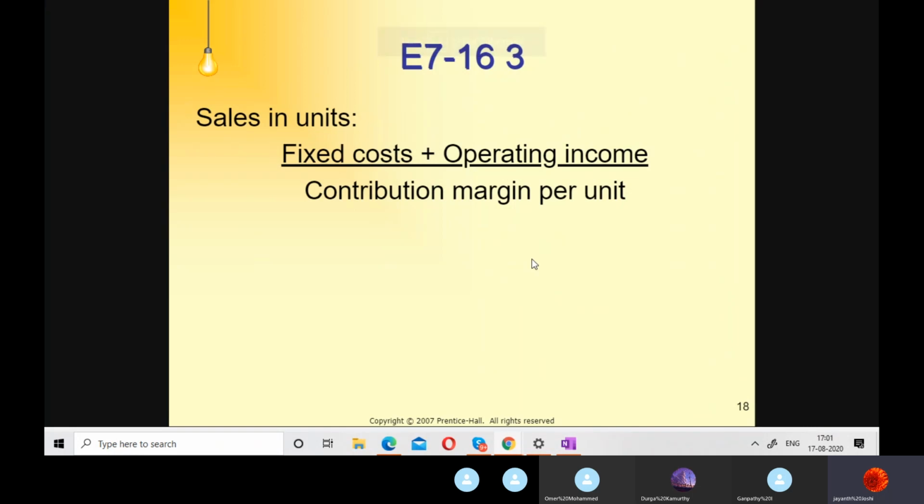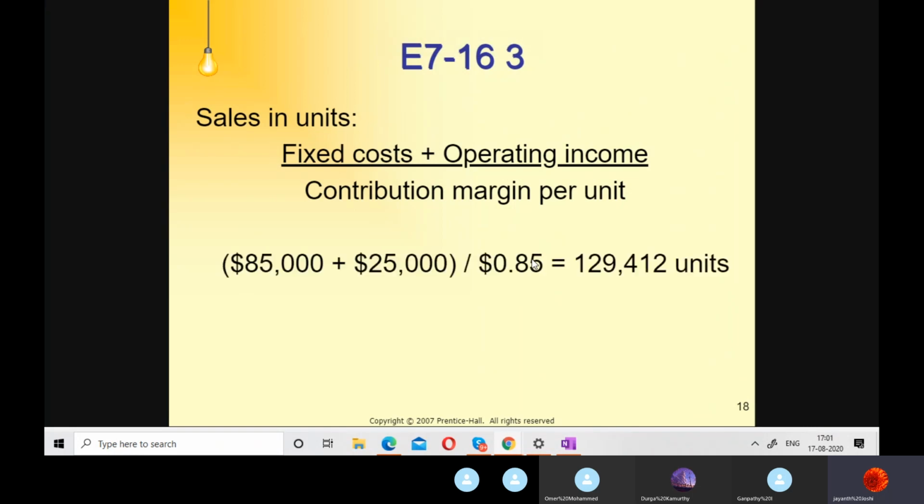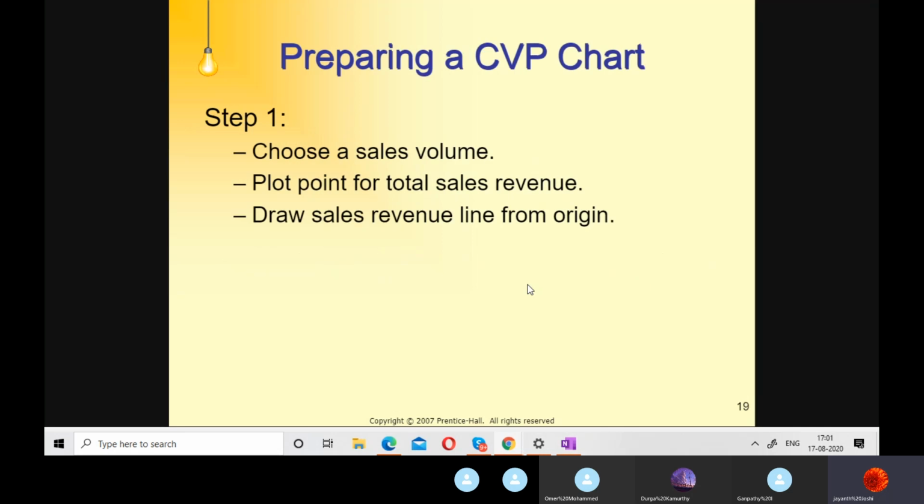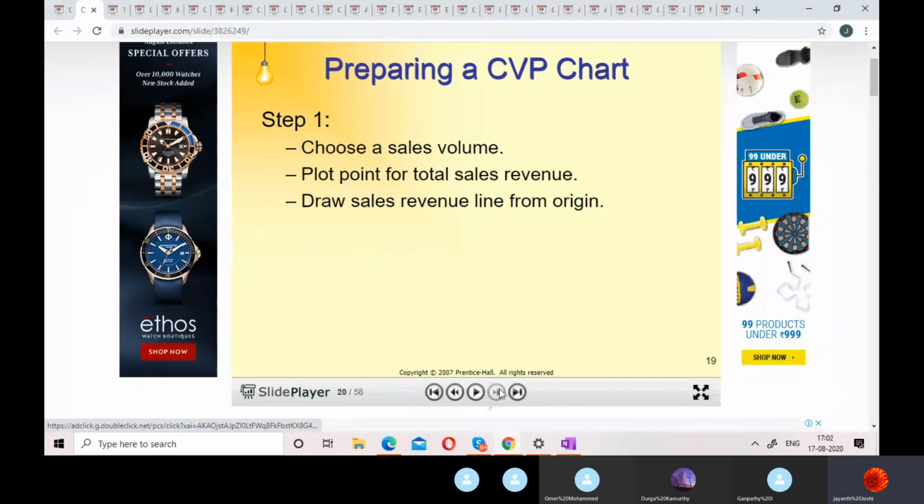Sales, like how much sales you should do to get the desired profit. For that they'll give you the desired profit, that is 25,000. So you need to sell 1,29,412 units to get a desired profit of 25,000. Okay, so the formula is given very clearly. We have already done such questions, just revising.